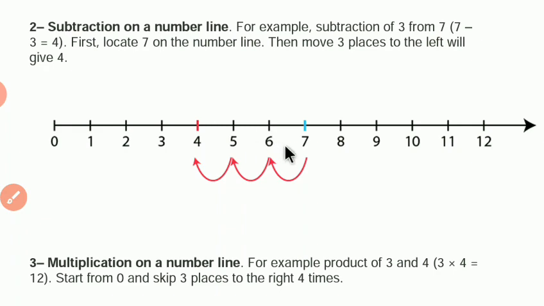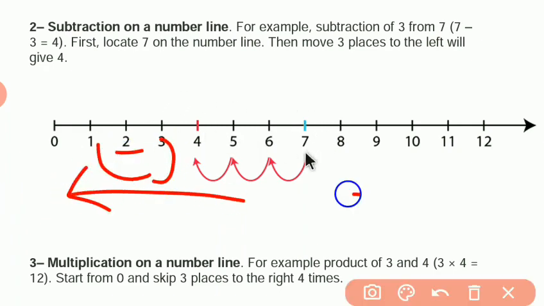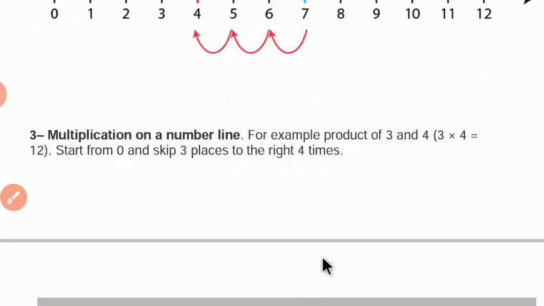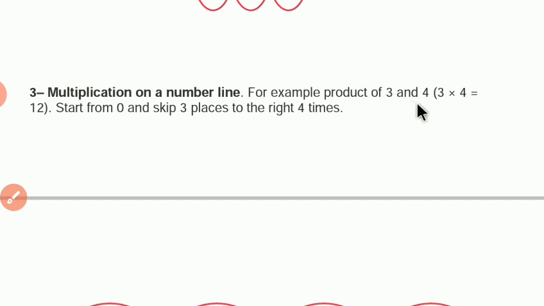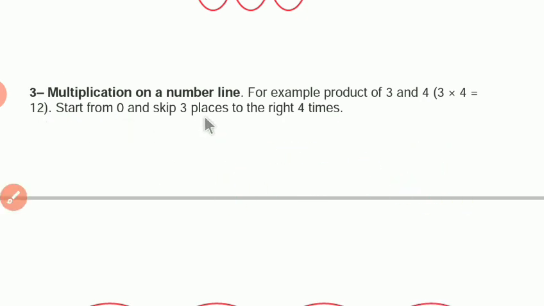If you want to subtract, then we'll move to the left side, and if you want to add, we'll move to the right side. Now let's see the third one, multiplication on a number line. For example, the product of 3 and 4. Product means multiplication. So 3 into 4 is equal to 12. So start from 0 and skip 3 places to the right 4 times.